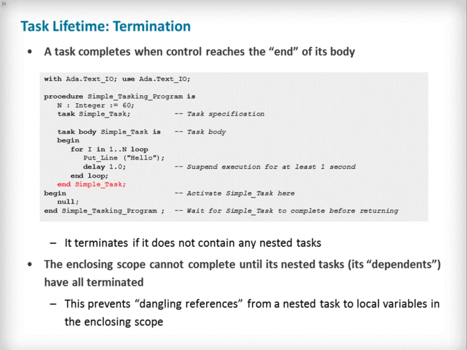As mentioned earlier, this rule prevents a potential dangling reference. If the enclosing scope could complete while one of its dependent tasks was still running, then such a task could reference local data in the enclosing scope after the stack containing that data item had been popped. That sort of bug is extremely difficult to detect, and fortunately, the Ada rules prevent it.